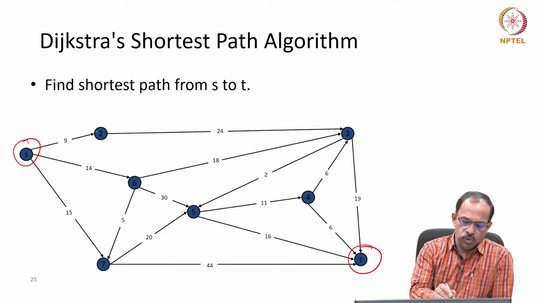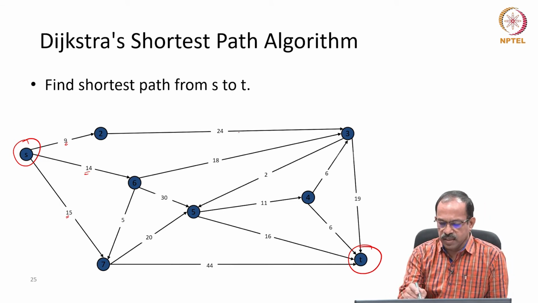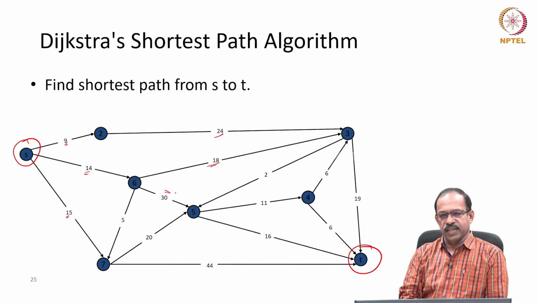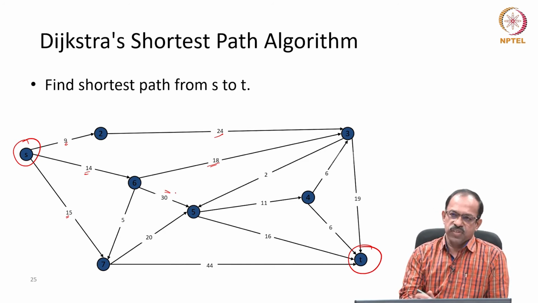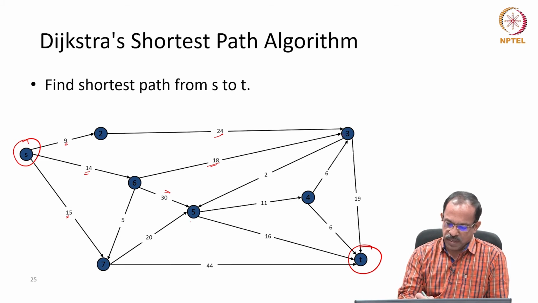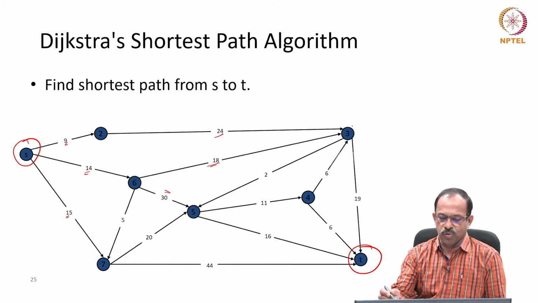So, from S to 2 the cost is 9, and this is 14 and this is 15. Similarly, from 2 to 3 the cost is 24, 6 to 3 the cost is 18, and 6 to 5 the cost is 30, like that given. The arrow shows the direction in which you can travel. So, for example, from 5 you cannot go to 3, only 3 to 5, then 5 to 4 or 4 to 3 is possible. So, all those costs are given.